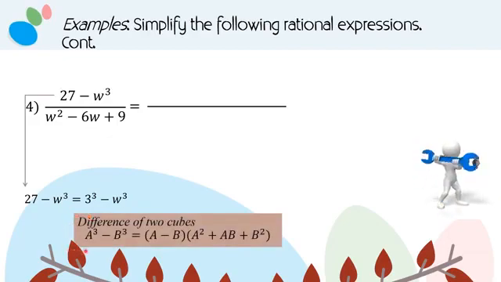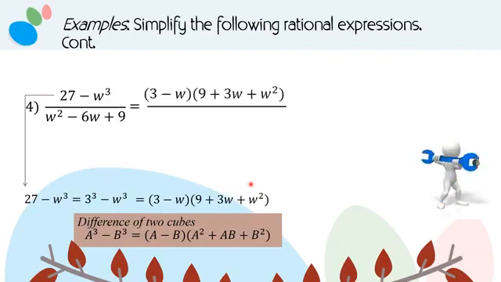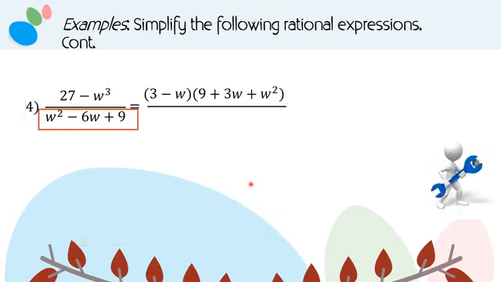In difference of two cubes, as you observe, if you have the form a to the 3 minus b to the 3, this is a perfect cube because the exponent is 3. And also this is a perfect cube because the exponent is 3. And the operation is minus, then the factor of this form is a minus b times a squared plus ab plus b squared. So applying this concept in this given binomial because they have the same form, okay? So that is now equal to 3 minus w times 9 plus 3w plus w squared, okay? So you have 3 minus w times 9 plus 3w plus w squared.